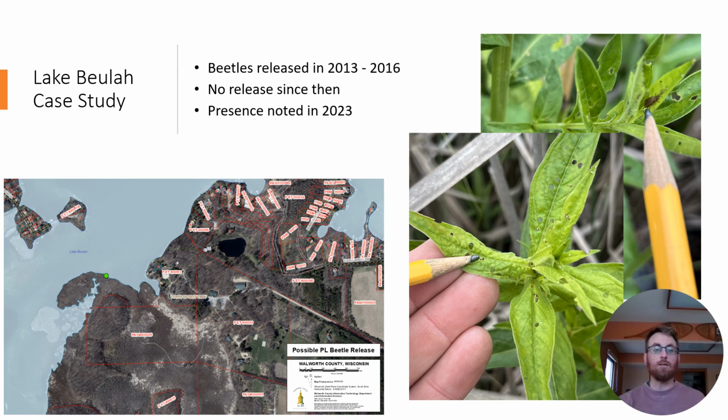When their program director left, they stopped raising and releasing beetles, and so they haven't released anything there since 2016. So I surveyed the site in 2023, and I found that for a good portion of the wetland, there was still quite a bit of beetle activity, and it was clear that it was still suppressing the plants within at least a pocket of the wetland. So this is a great example that just a few years of releases can result in a self-sustaining population.